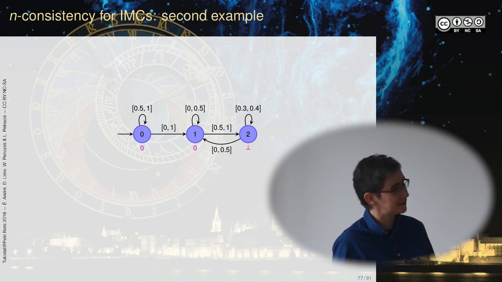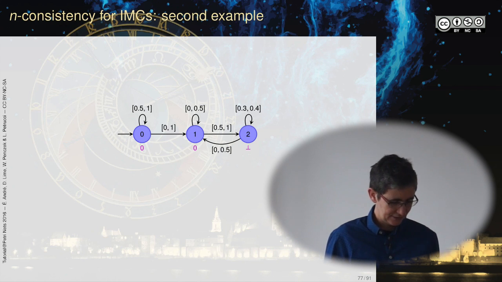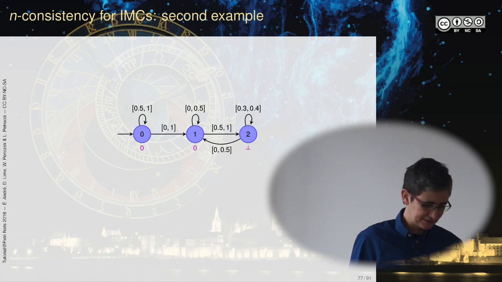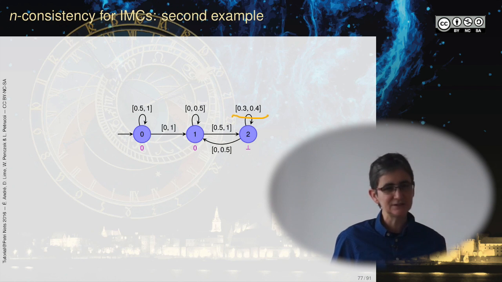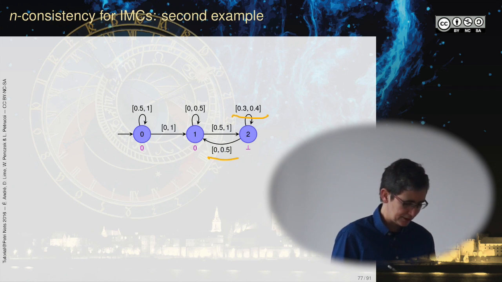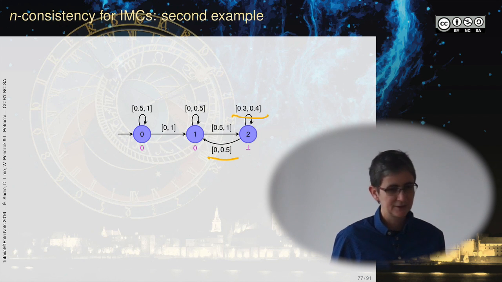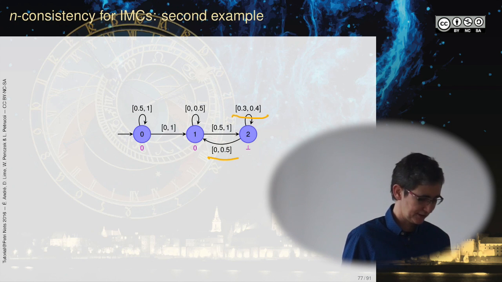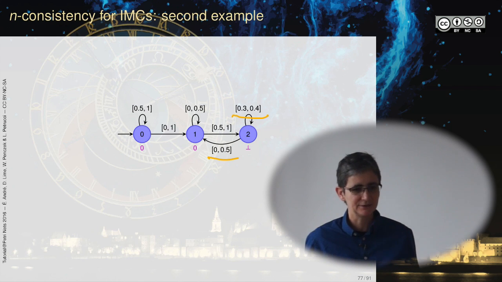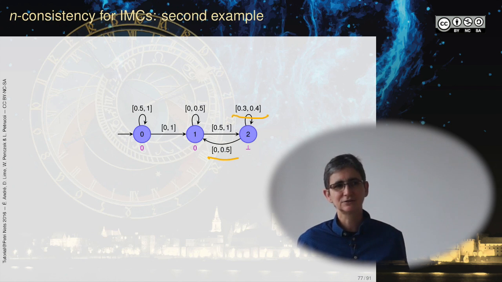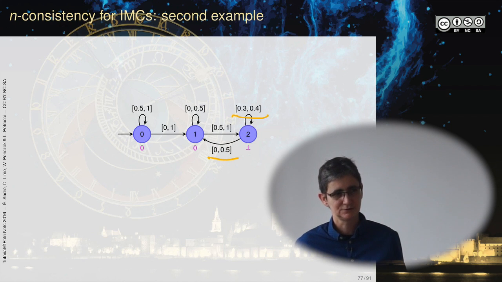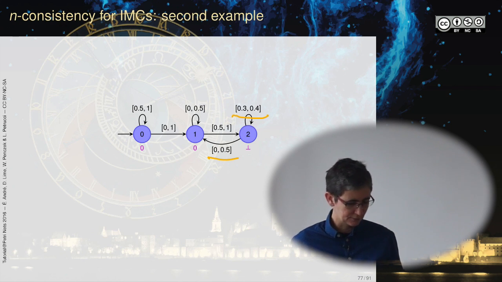Okay, let's take a second example. In this second example, you can see that node 2 is not 0 consistent. And why is it the case? It's because we have this interval [0.3, 0.4], and the other outgoing interval [0, 0.5]. So if I do the lower bound, I will have 0.3, and the upper bound 0.9. So I can't get a distribution that adds up to 1. So state 2 is not 0 consistent.